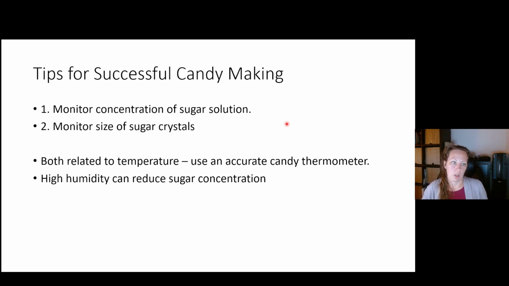It's also important to know that high humidity can reduce the sugar concentration, especially on the surface. But essentially, high humidity can prevent candy from setting to begin with, or lead to stickiness on the surface of your candy. Fudge makers generally say don't make fudge on a humid day, because your fudge will not turn out as well.